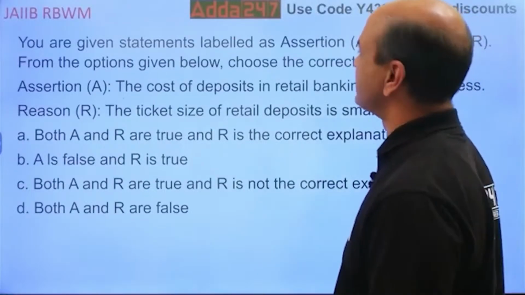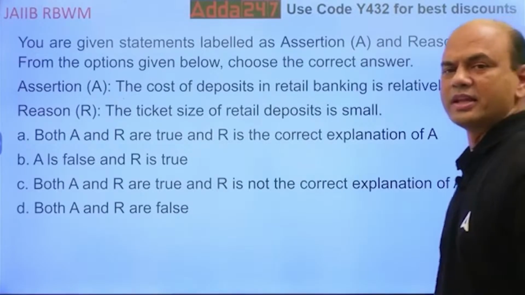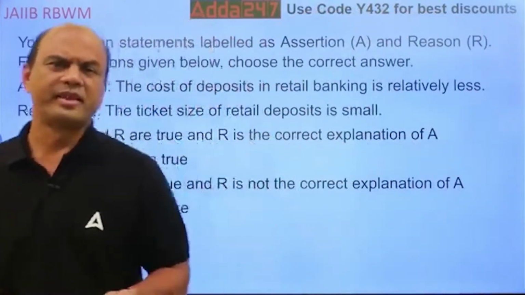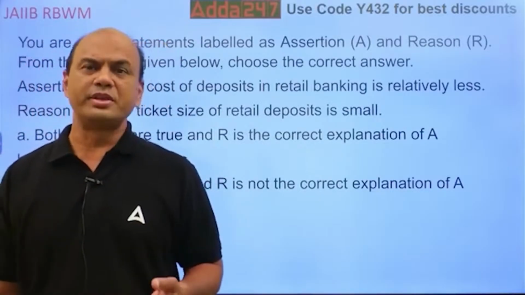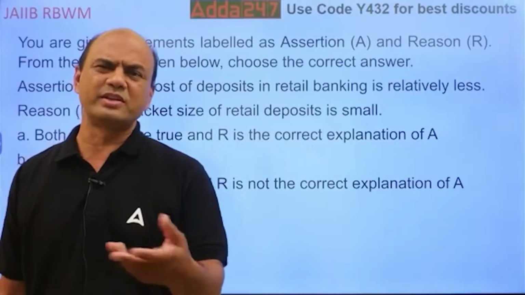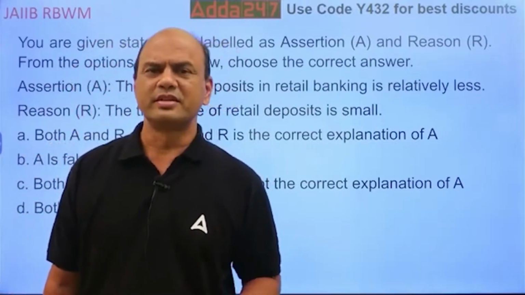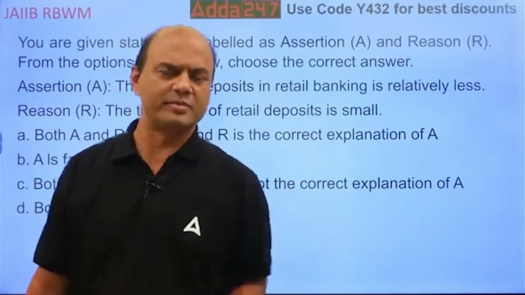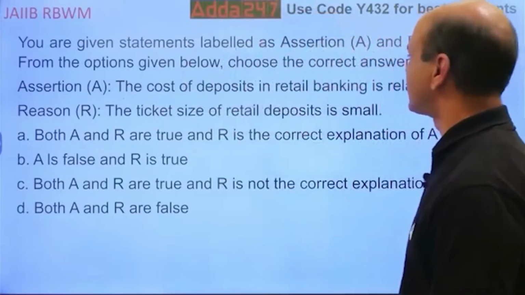Given the statements labeled as assertion and reason. So there are two statements. One is assertion, meaning a statement, and the second is reason. Reason for that statement. You might have solved such problems, right? So reason and statement. From the options given below, choose the correct answer.